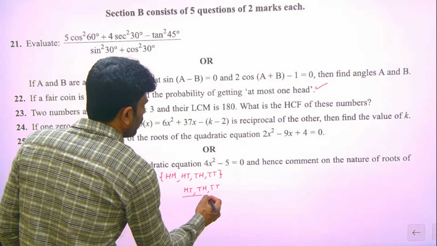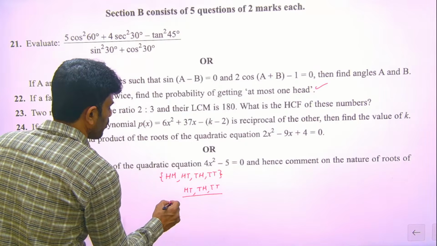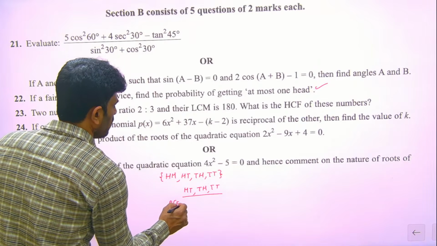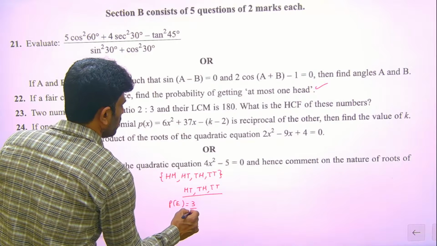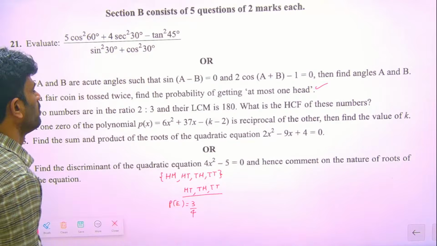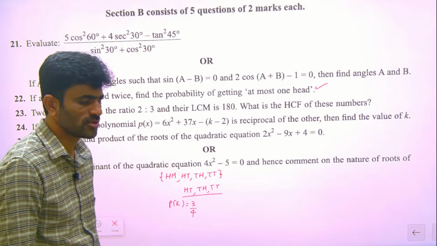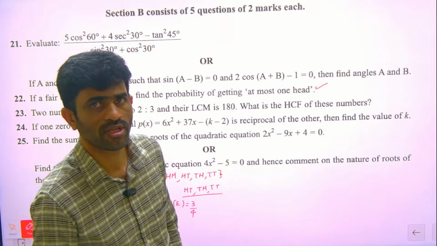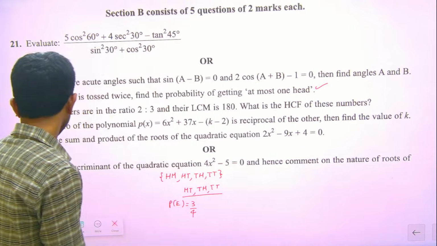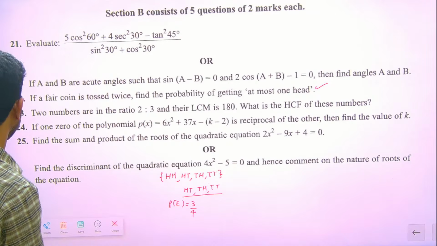So how many favorable outcomes? 3. So probability is what? 3 by 4. You should mention what are the total possible outcomes, what are the favorable outcomes, and then probability. That is question number 22.